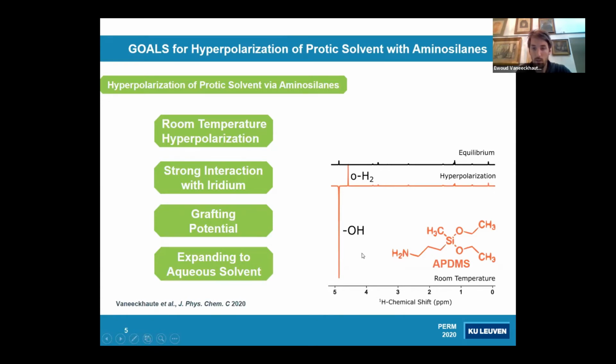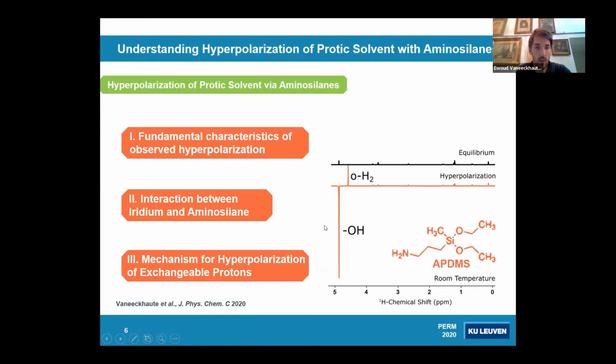So instead of using the IMS ligands, as well as the publication of Leuven itself, we are trying to see if we can exchange the IMS for a water soluble system, and then see if we see the same effect also at room temperature.